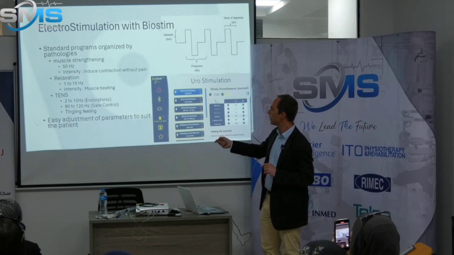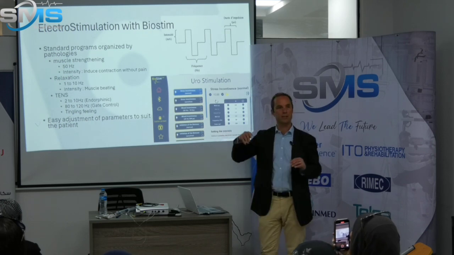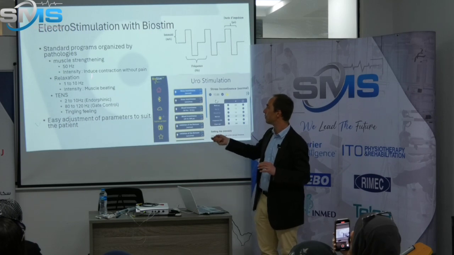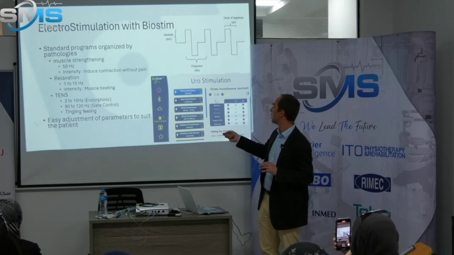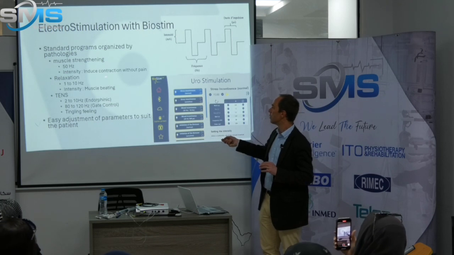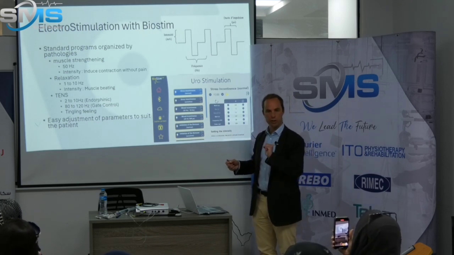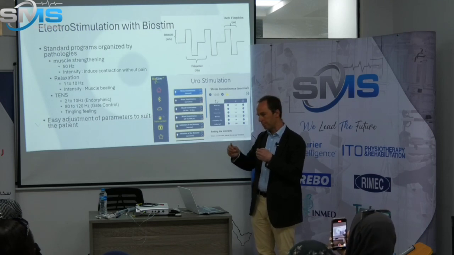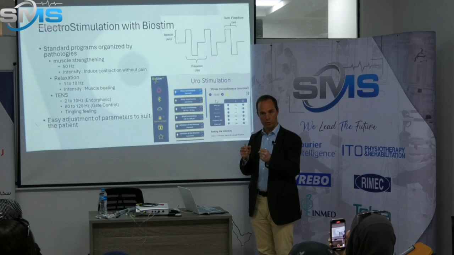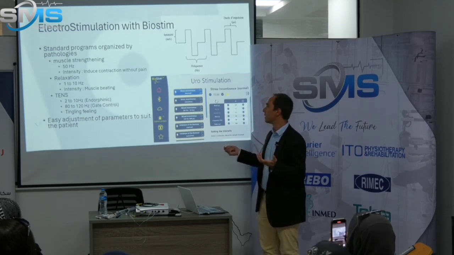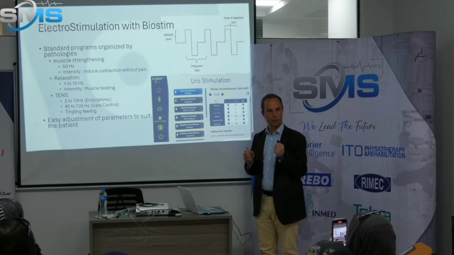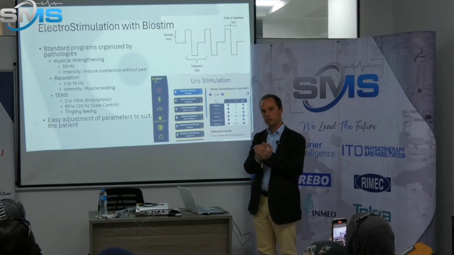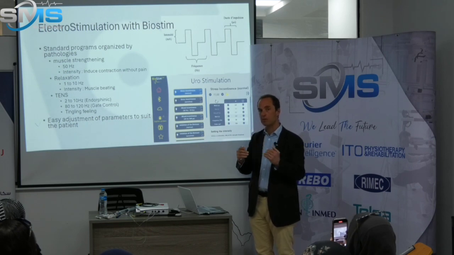Another very important point is the intensity. As you can see, we are not using the same intensity depending on the kind of exercise we want to do. When we work on muscle strengthening, of course, we need to have a contraction. So we'll adjust the current to have a really good contraction. Whereas when you're doing some relaxation, you don't want a real contraction. You just want the muscle to beat. So you must see that it's moving, but just because that's what will relax the muscle.